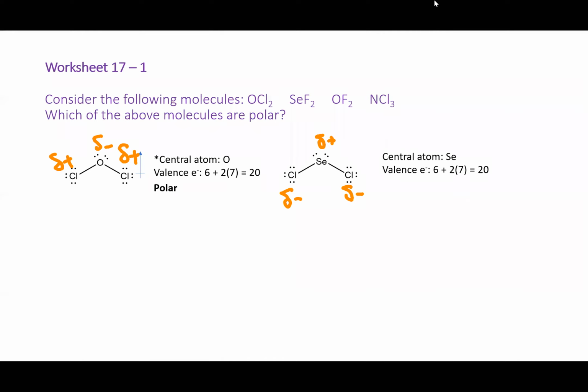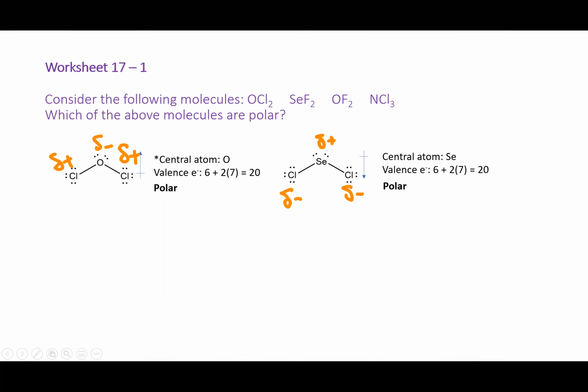So if that's the case, we're also going to get a dipole moment here, which makes it a polar molecule, but our arrows are going to be pointing in the opposite direction because our fluorines are partially negative and our selenium is partially positive, as indicated here.